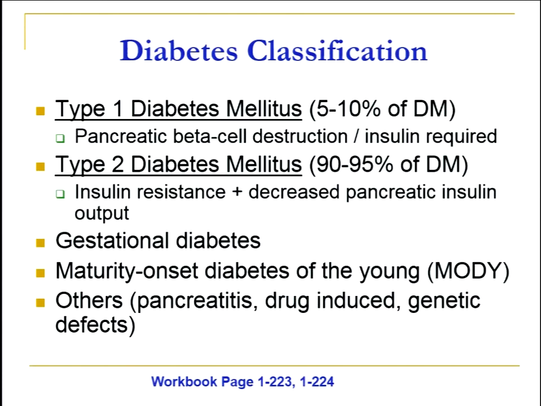There are other forms of diabetes, including gestational diabetes, which we get much more aggressive with during the 9-month pregnancy. There's other things such as MODY and other issues such as drug-induced diabetes and genetic defects that cause some other abnormalities. But for the most part, you're going to see patients with type 2 diabetes and to a lesser extent type 1.